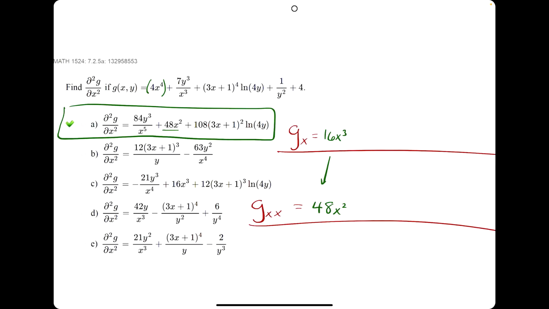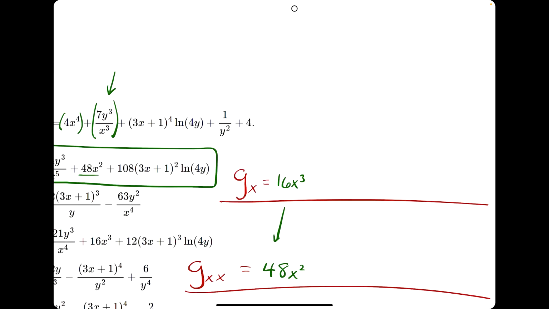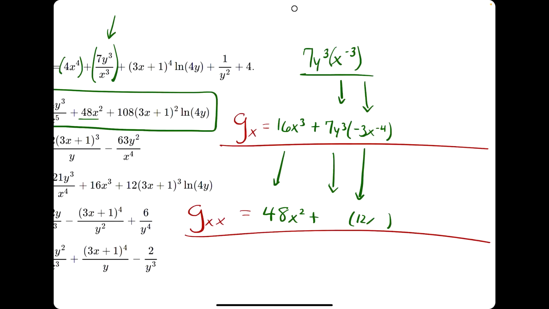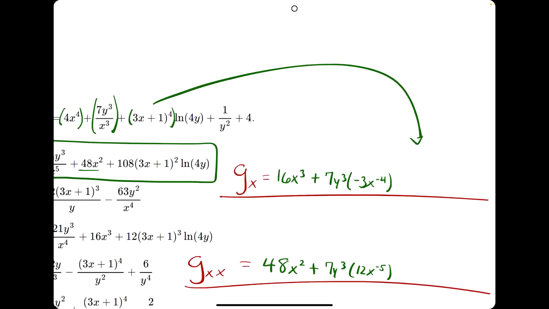Let's go a little bit more in depth. On to the second term here, 7y cubed over x cubed. We could think about it like this. To get a derivative like this, and then one more time to get this, while that 7y cubed remains the same the entire time. Now on to this term.